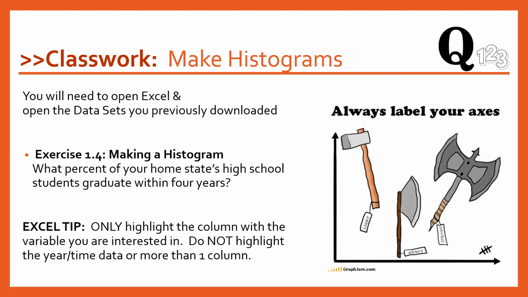Okay, and then the other tip is that we only highlight one column of data on a histogram. Every other graph we've made so far, you've highlighted 2 columns. This one, you're only going to highlight one column, and it's only the column with the quantitative variable that you care about. So if there's year or time data or other information, you just ignore those columns. All right, so we're going to hop on over to Excel and look at how to do that.